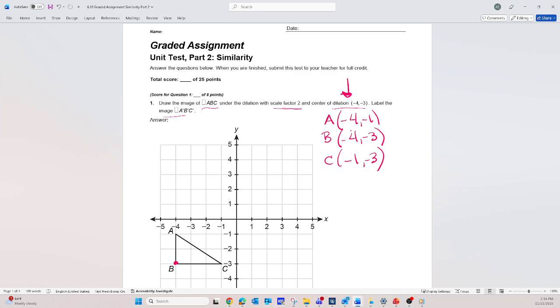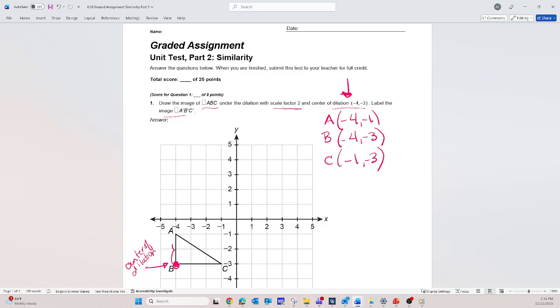Now, those are your points, but in this case they're not on the origin or center of dilation. So we have to count from our center of dilation to each one of the points. Okay, so from your center of dilation, which is this one, remember, center of dilation, it's not the origin, okay? So I'm going to count how many points from B, your center of dilation, to A.